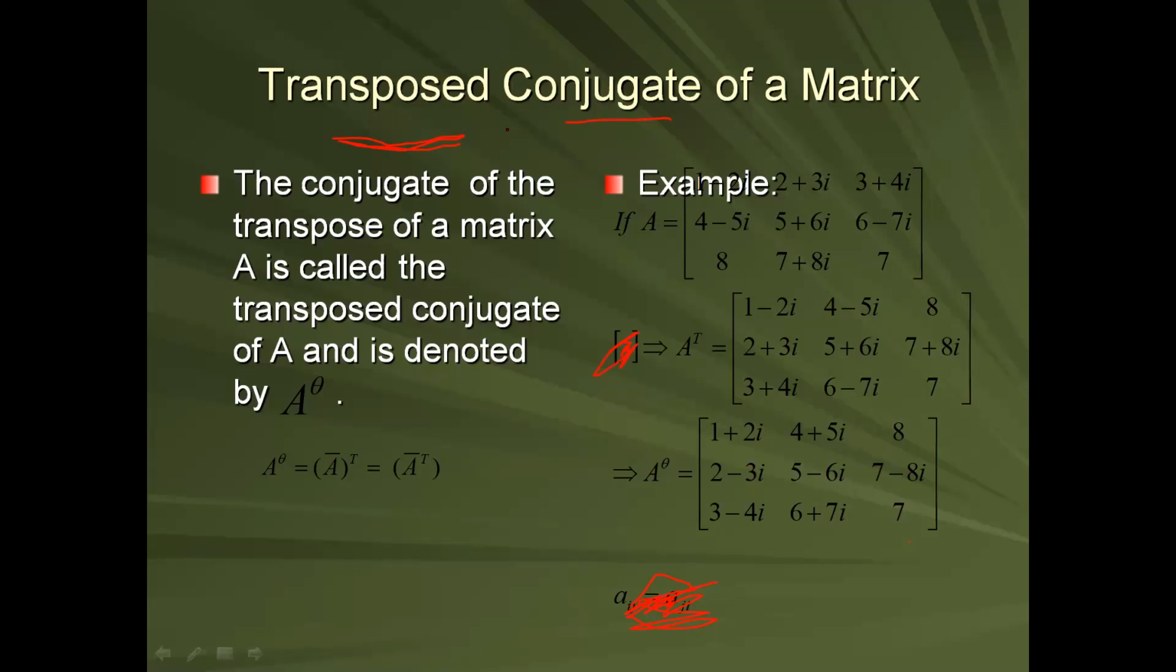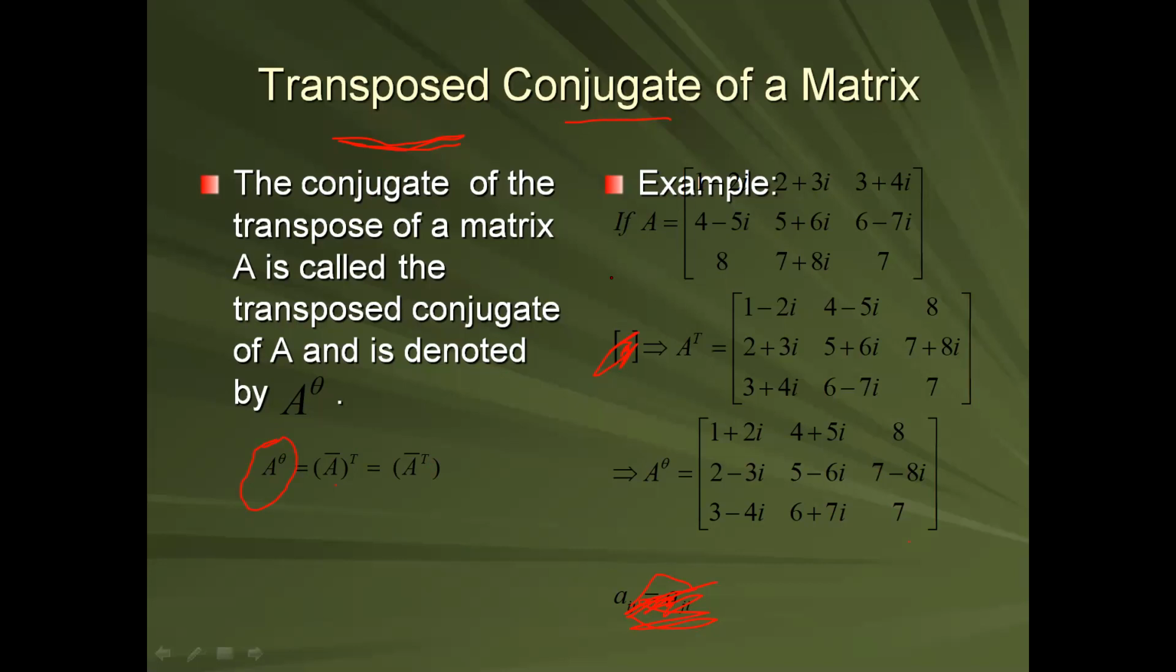We already learned these two as separate definitions. I told you what is transpose of a matrix. I told you what is conjugate of a matrix. Now these two things you have to do together. So it becomes transposed conjugate of a matrix. And the symbol for transposed conjugate is A theta. A theta is equal to A bar transpose or A transpose bar. If you first find transpose and then find the conjugate, or you first find the conjugate and then find the transpose, both will give you the same result.